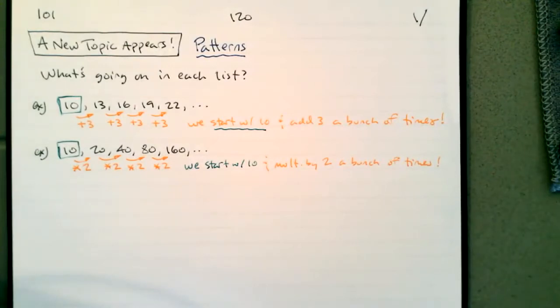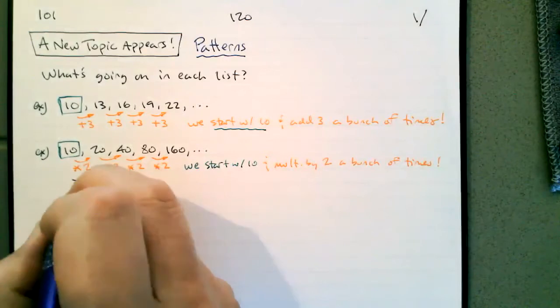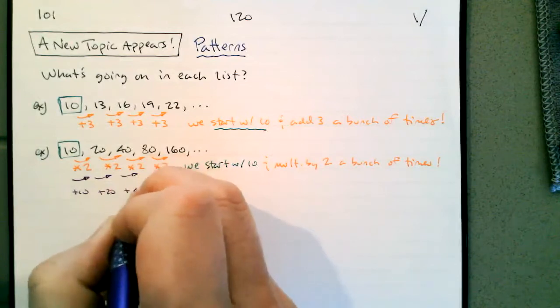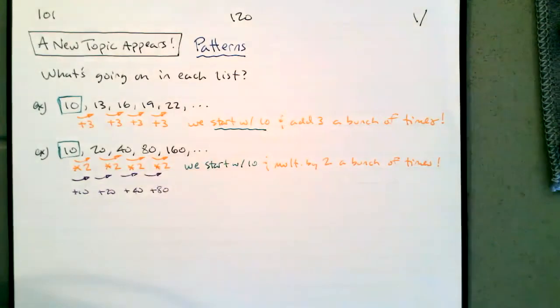So there's a reason that I've listed these first two in this way. We add 3 a bunch of times, we multiply by 2 a bunch of times, because I want to prefer a pattern where I'm just doing the same thing over and over again. So I could look at this second pattern and say, well, from 10 to 20, we added 10, and then we added 20, and then we added 40, and then we added 80. And so we could figure out what's going to happen next. At this point, we should add 160, and then after that, we'll add 320.